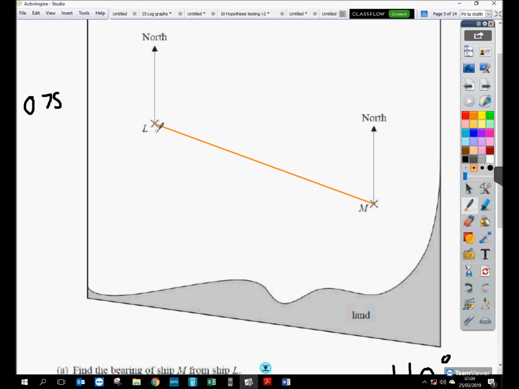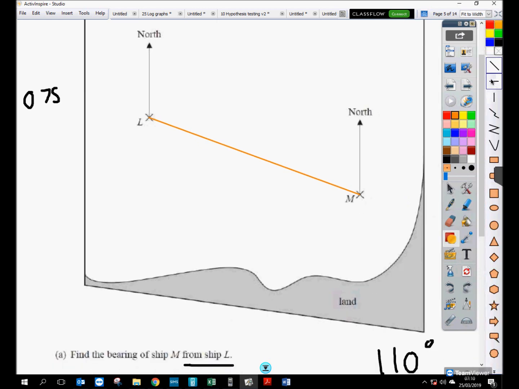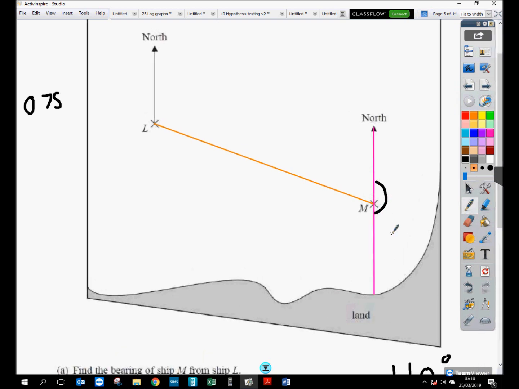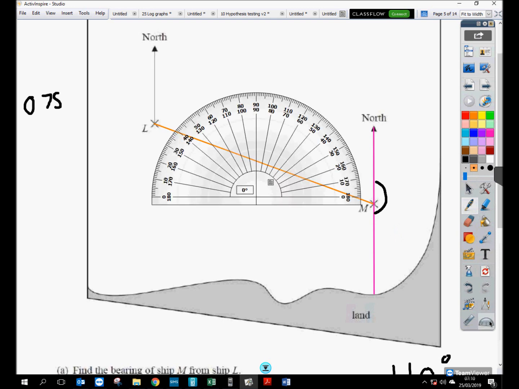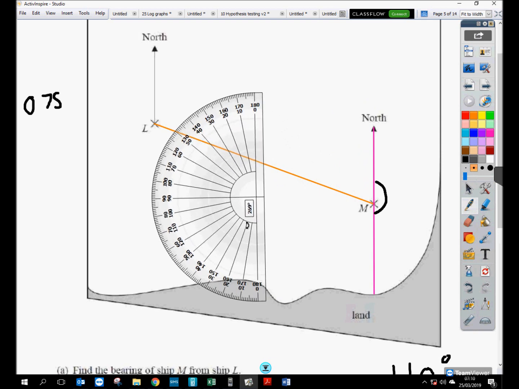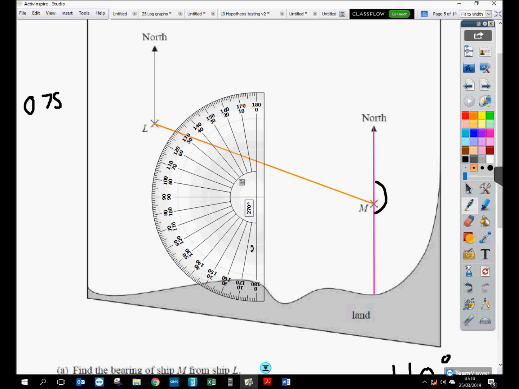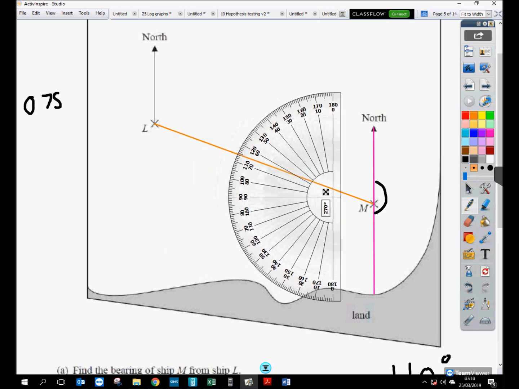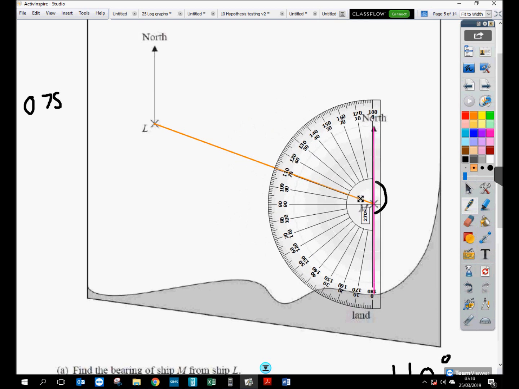Ship P is 40 kilometers from L and on a bearing of 240 from M. So the half protractor only works out angles up to 180 degrees. So there's 180 degrees on this side of the line. We just need to work out what we need to add on to 180 to get to 240. You add on another 60 degrees. So I've already measured 180 there.